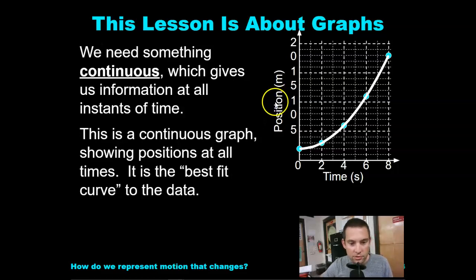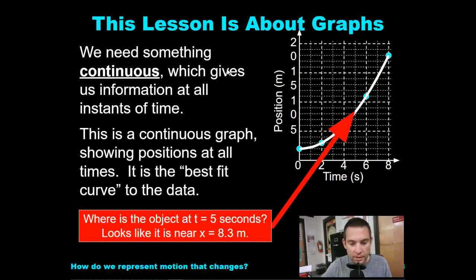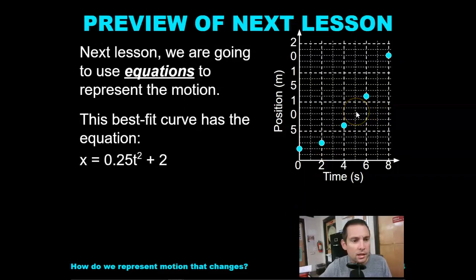This is a continuous graph showing positions at all the times. It is the best fit curve on the data, and a lot of us already naturally put in our best fit curve, or best fit line. Where's the object at 5 seconds? There we go, now we know for sure, by having that best fit line.